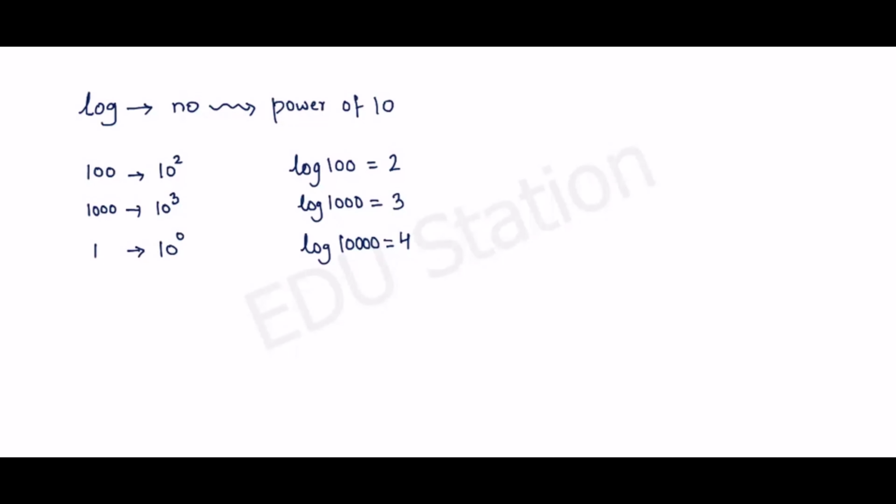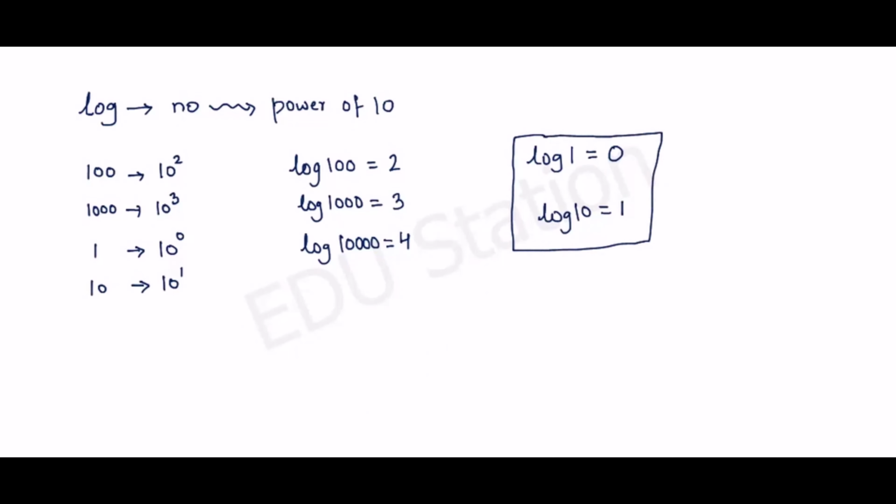Same way, if I ask 1 is which power of 10, so you'll say it is 10 raised to power 0. Likewise, 10 is which power of 10? It is 10 raised to power 1. So you have log 1 as 0 and log 10 as 1. Now these two we have to keep in mind to find log of any other number. Just remember log 1 is 0 and log 10 is 1.